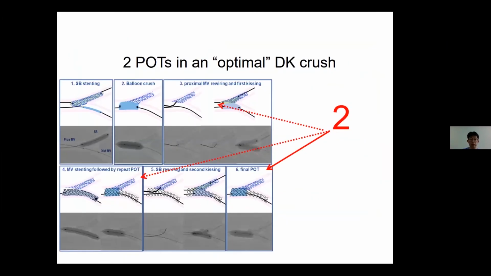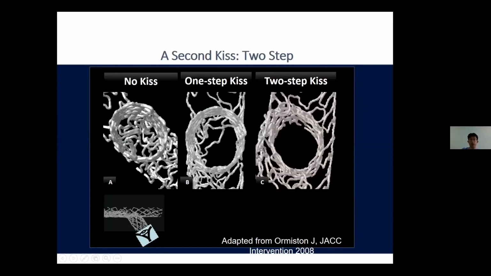So there are 2 ports in an optimal DK crush here, the first port and the second port. The second kissing balloon is useful to avoid stent strut. If we perform DK crush with no kissing, as you can see, there is much stent strut. One-step kissing has some strut. But if we perform 2-step kissing, there is very clear opening of the side branch. It means there is no stent strut.